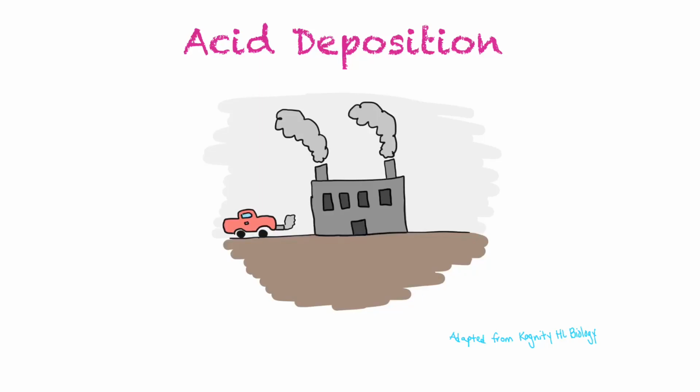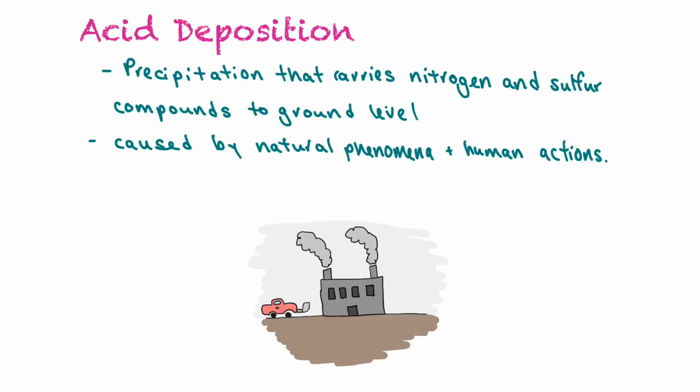In this video, we're going to explore acid deposition. We often call it acid rain, but deposition is more encompassing because it explores all forms of precipitation, both wet and dry. So acid deposition is precipitation that carries nitrogen and sulfur compounds to ground level. And it can be caused by both natural phenomena and human actions. And when we say it's caused by human actions, we say that's anthropogenic actions.